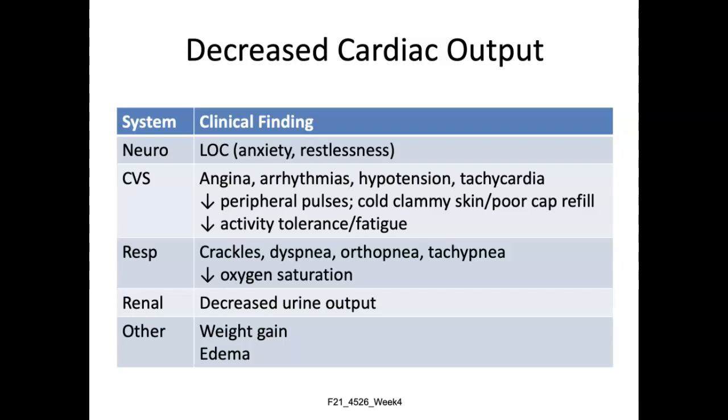For cardiovascular, if you have a decreased amount of blood circulating within the heart, you may have angina. You may have low blood pressure, hypotension. The heart may be rapidly trying to beat faster to get the blood out to the other organs. So you have tachycardia. In the peripheral system, your pulses could be decreased because of decreased cardiac output, decreased perfusion. You could have cold, clammy skin, poor cap refill, and the patient will feel decreased activity tolerance and fatigue. If I think of the respiratory system, I think that the heart is not pumping well enough, and so you're having a backflow of blood back into the lungs.